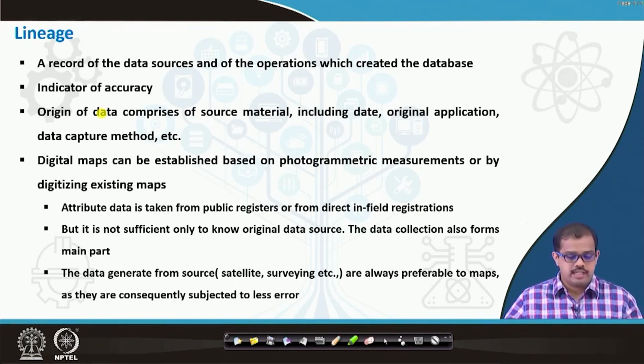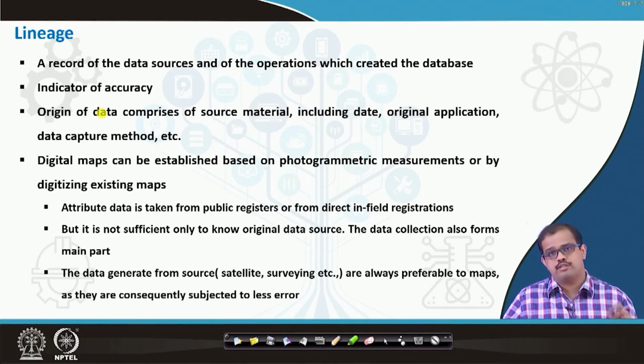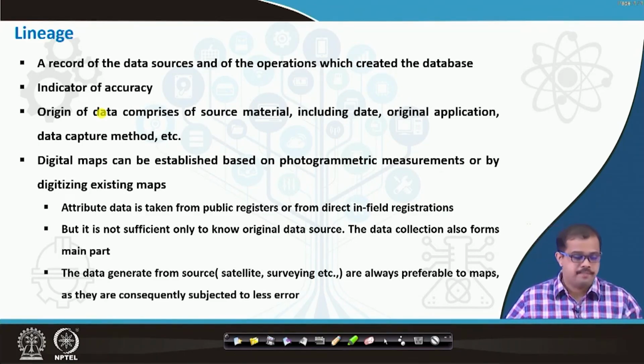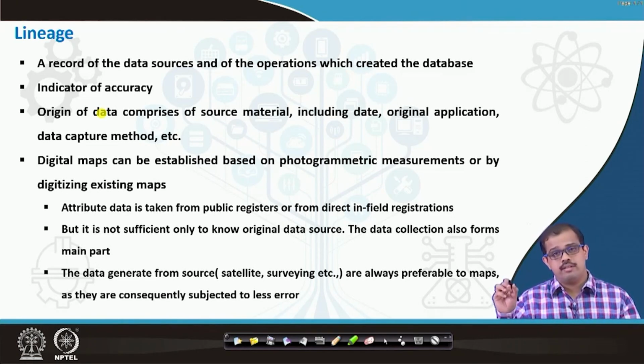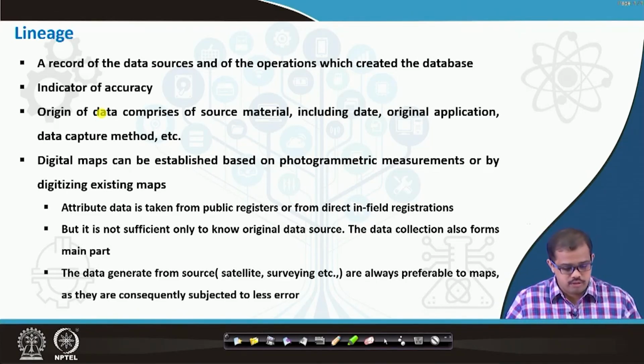So attribute data is taken from the public registers or directly from the field. So this source has to be mentioned in your data, but it may not be sufficient to only know the data source, but also the data collection, how the data has been collected. Even if that data has been collected from a certain place, how that particular data has been collected to represent that place has to be known. Okay, the method of preparation of that particular data is also another point that you have to look at.